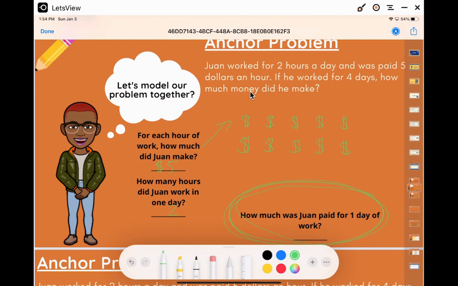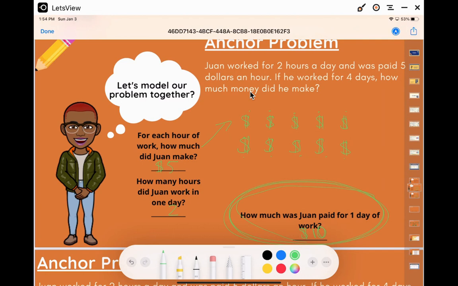Well, let's see if we can figure it out. Each of my dollar signs represents $1, and there are 1, 2, 3, 4, 5. That's his first hour of work. 6, 7, 8, 9, 10. That's his second hour of work. So Juan made $10 in 1 day. Did you guys get that?